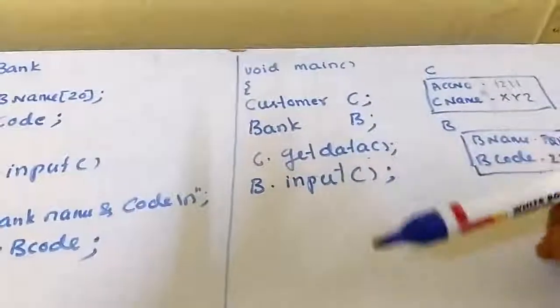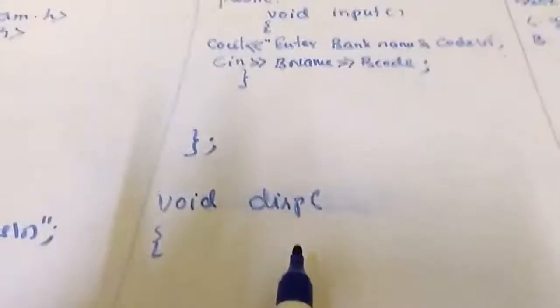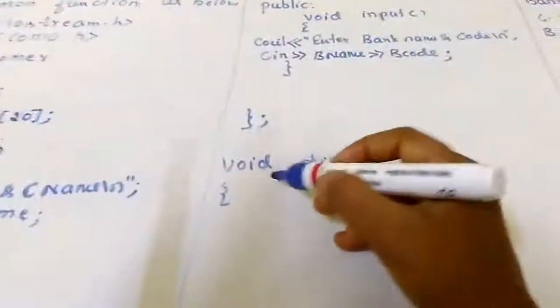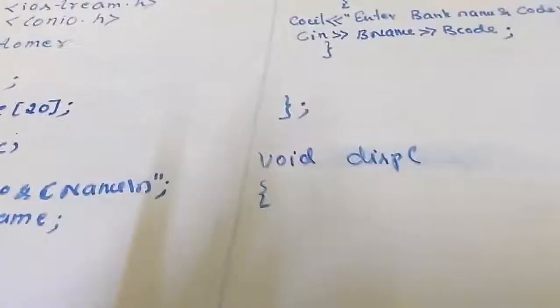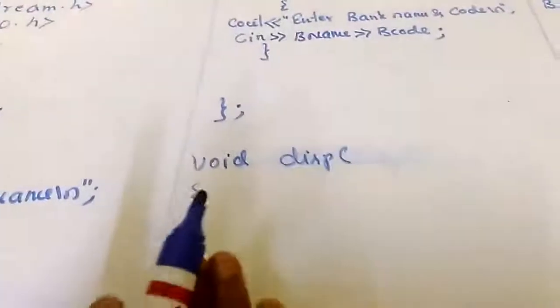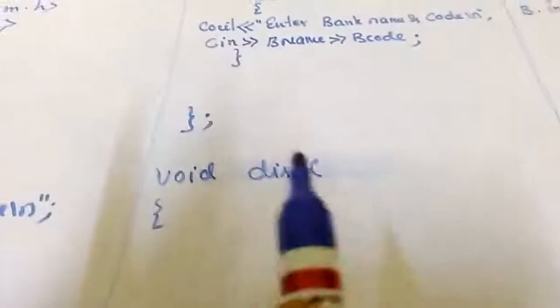Two different classes want to share a common function. Then we have to take a separate function. It is independent of these two classes. That's why I have to define it like this, void display. If it were a member function, how would we define it? Return type specifier, class name, scope resolution and function name. But it is not a member of any of these two classes. It is a separate function. As a normal function, I have to define void display.